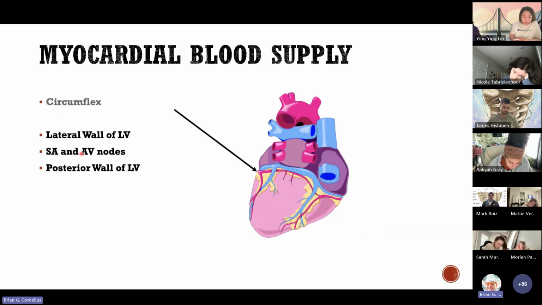The circumflex, lots of people forget about. A lot of times they focus on the RCA or the LAD and they forget there's a circumflex there. And part of that reason is that the circumflex provides perfusion for the posterior part of the heart. So remember I talked about we only look at the left side. We also really only look at the left side of the front of the heart. We don't look at the back side.